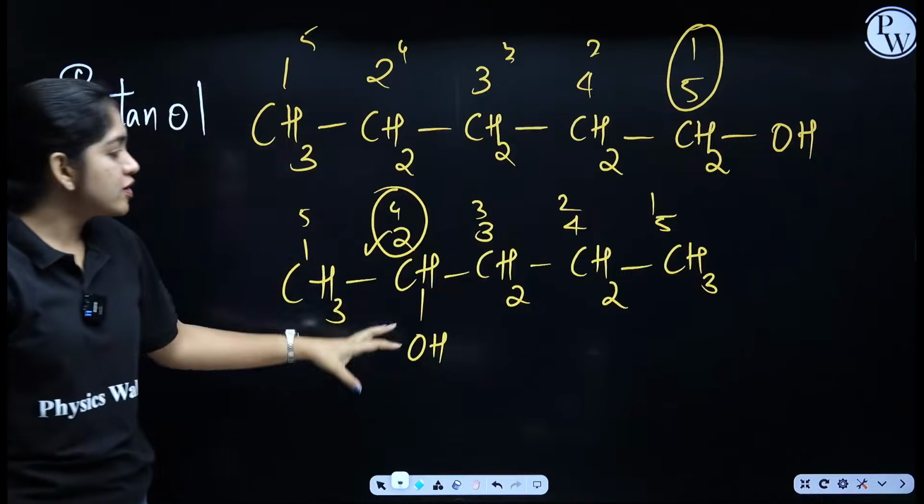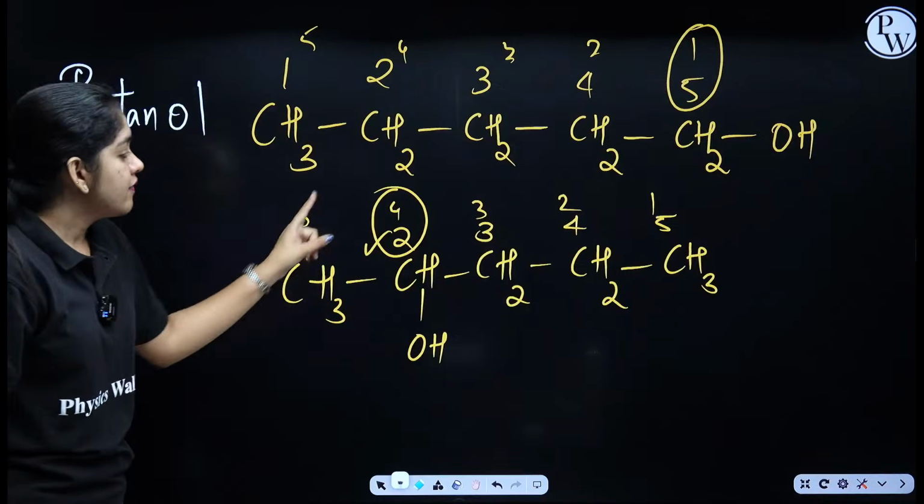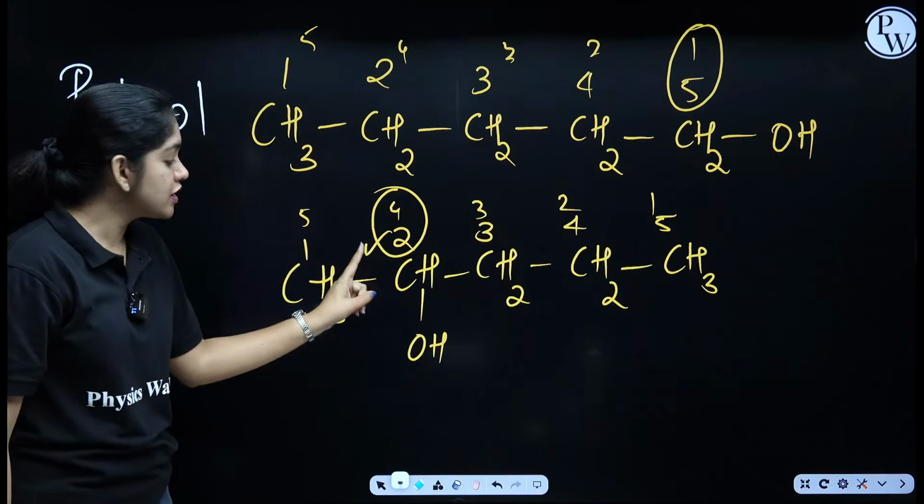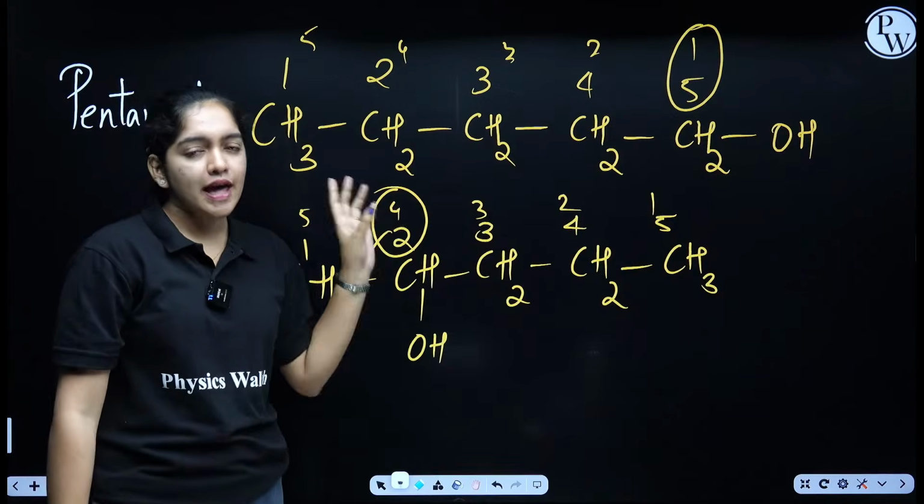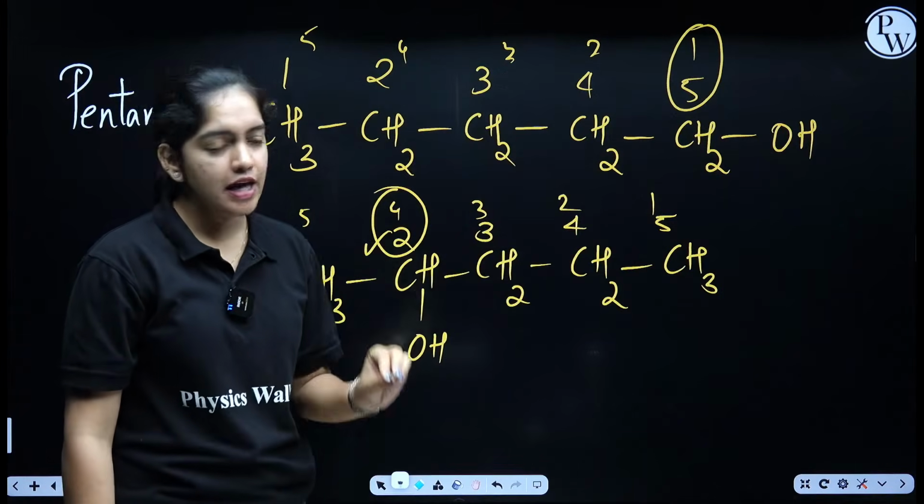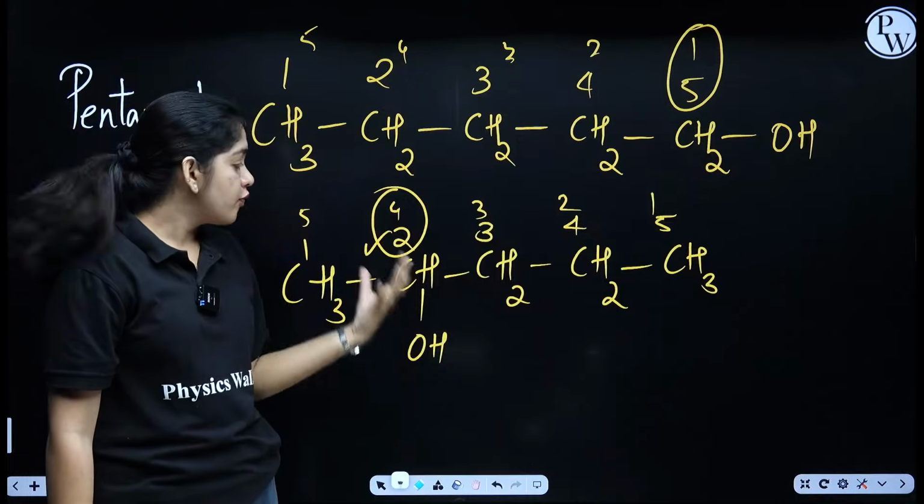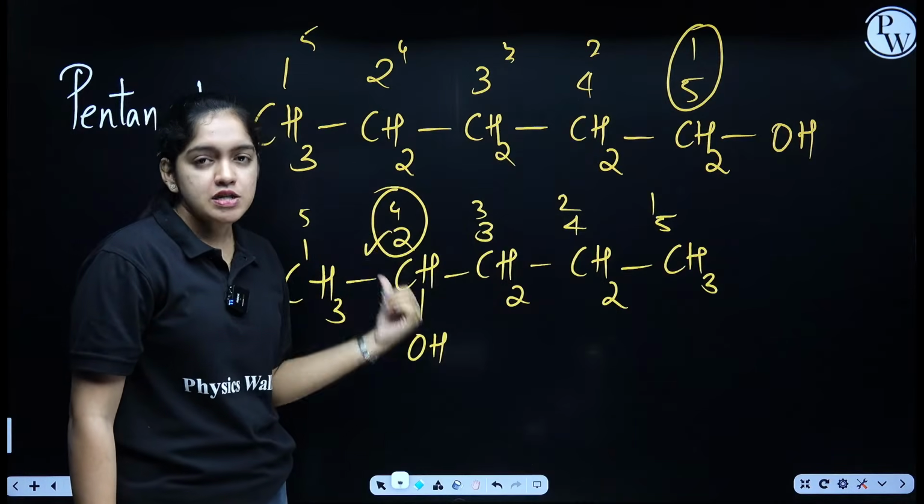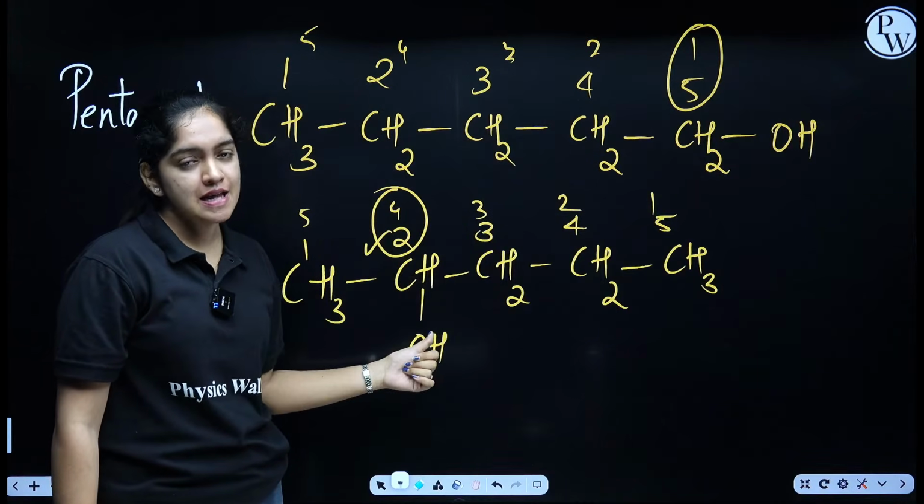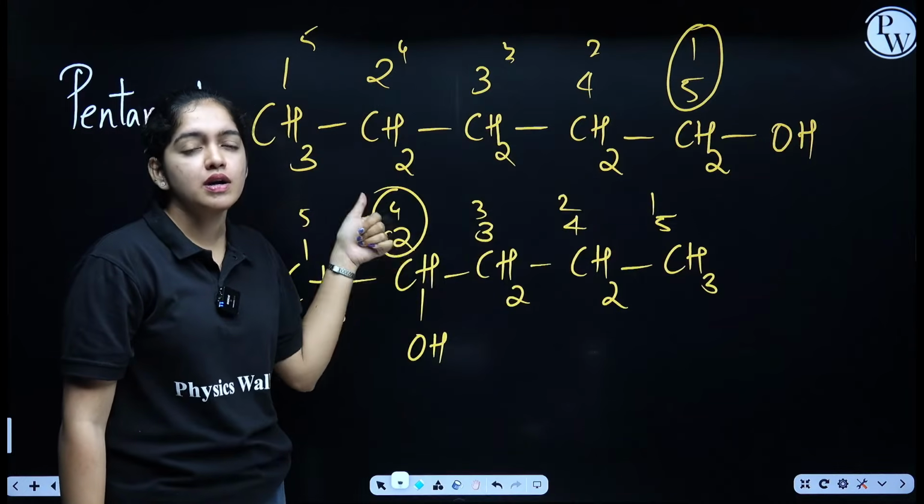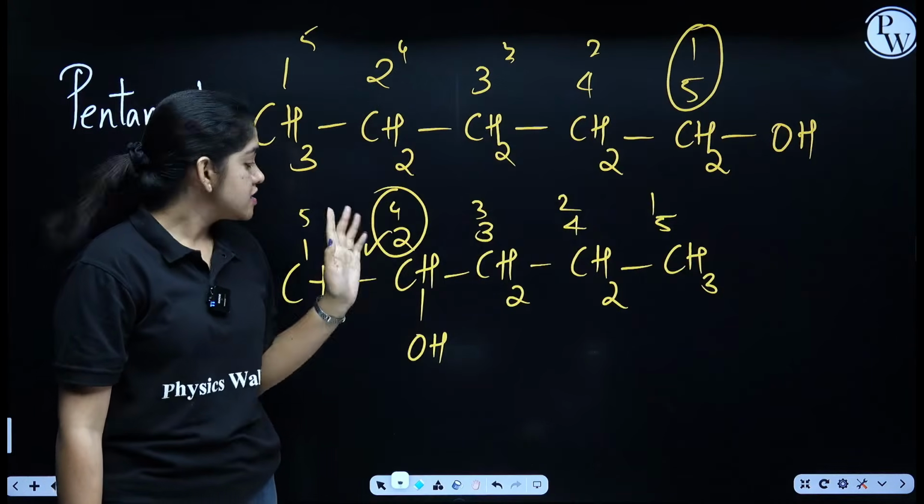Then come back to the second one. Here we have two numbers, 2 and 4, for the functional group. According to the IUPAC set of rules, the functional group should get the least number. While comparing 2 and 4, 2 is the least number, so we can take 2.